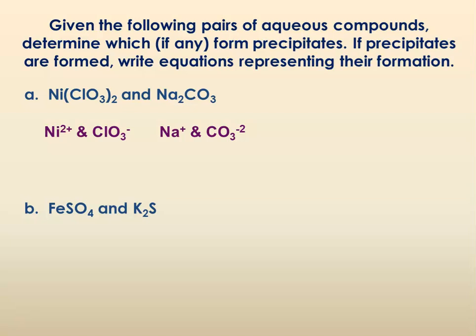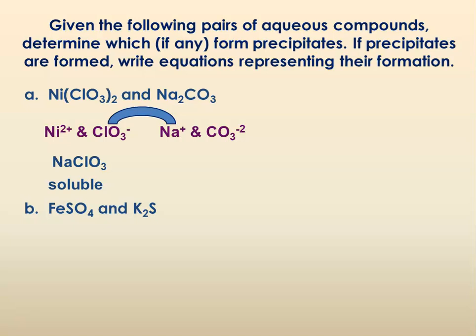So if I want to see if the new compounds are going to form something insoluble, I want to switch up the cations and pair them with new anions. So I'm going to put sodium and chlorate together, and when I do that, I make NaClO3. If you look at your solubility rules for chlorates, or if you look at them for alkali metals, you see that they're always soluble, so that did not form a precipitate.